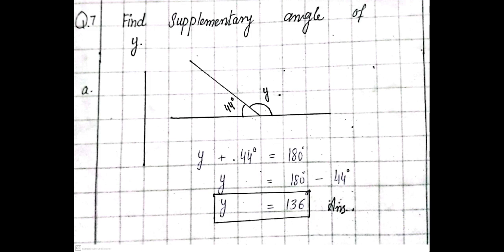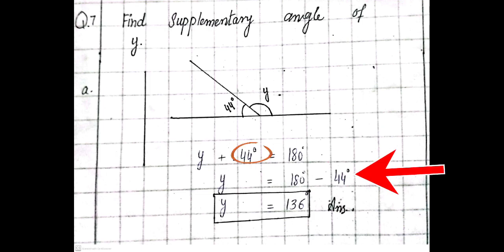Look at question number 7. Find the value of y. In A part, two angles are given. One is unknown and one is known. We have to find the value of y. You know the supplementary angle, sum of two angles is equal to 180 degrees. So from the figure, the sum of these two angles is equal to 180 degrees. You have to find the value of y.